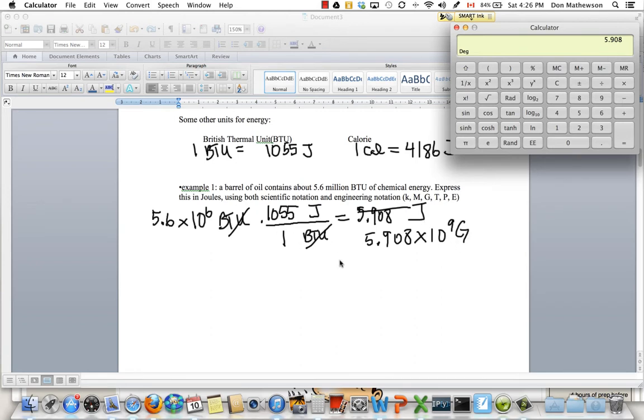Looking back on the previous page, we see that 10 to the 9 is a giga. And I see I was getting ahead of myself here. This of course should be a joule, right? And not a giga, because it's 5.908 times 10 to the 9 joules. So the 10 to the 9 is a gigajoule. So we can write this as, well, it's about 5.91 gigajoules. Okay, so there is our very first unit conversion, and unit conversions is something we'll do quite a bit of in this course. So we're actually just going to practice some of them here today.